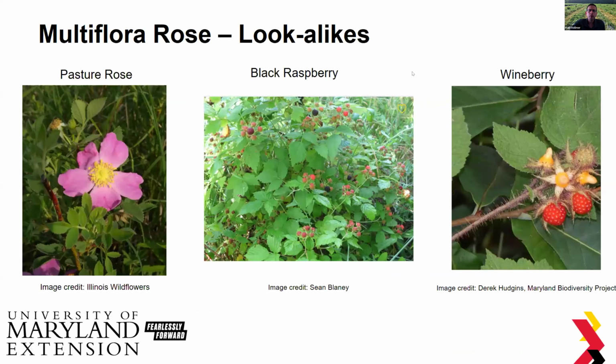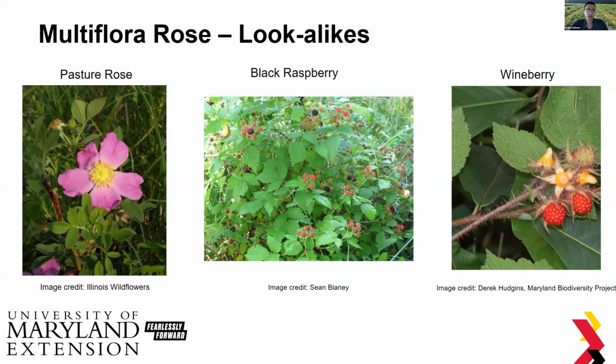I want to point out that multiflora rose can be confused with some other similar-looking species, both native and non-native. One thing about multiflora rose is if you look at the base of the leaf, it's going to have fringed stipules, and the stems or canes of multiflora rose are usually going to be a vibrant olive green color year-round. Some of our native roses, like pasture roses, are going to have pink flowers and smooth stipules.